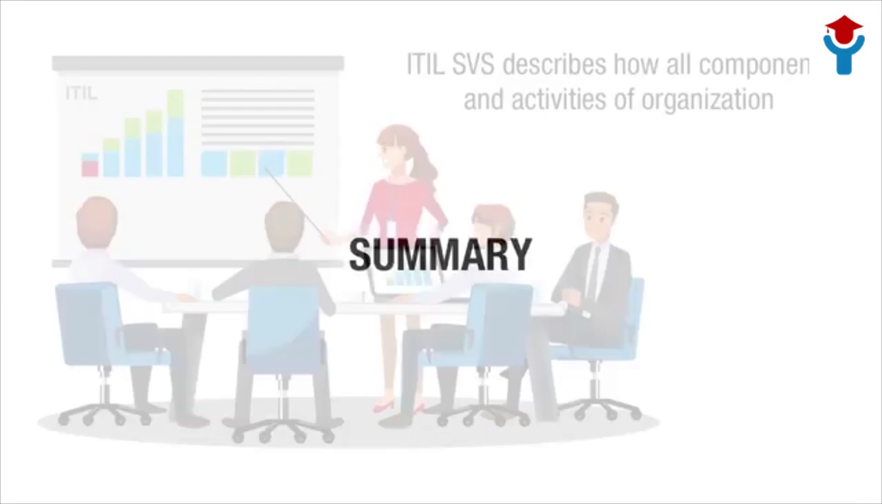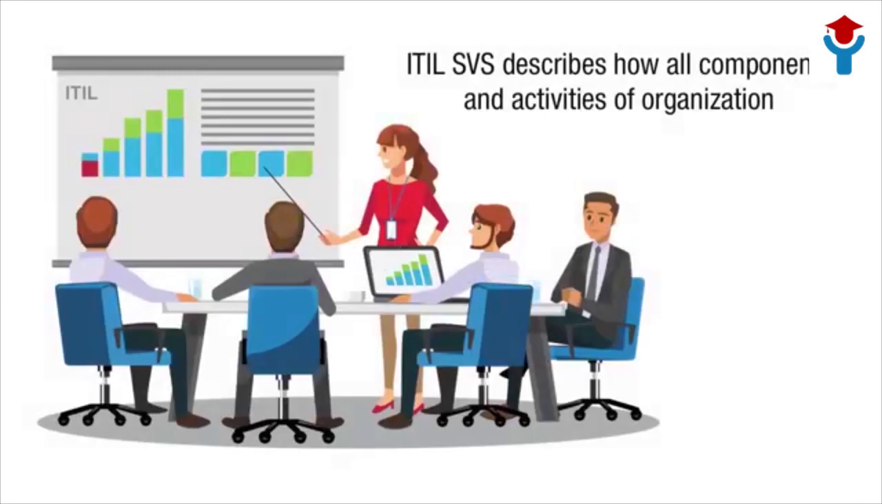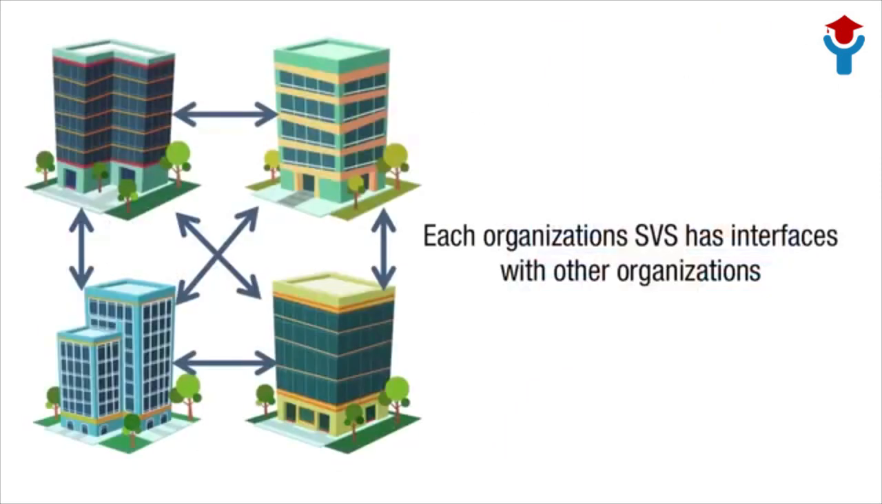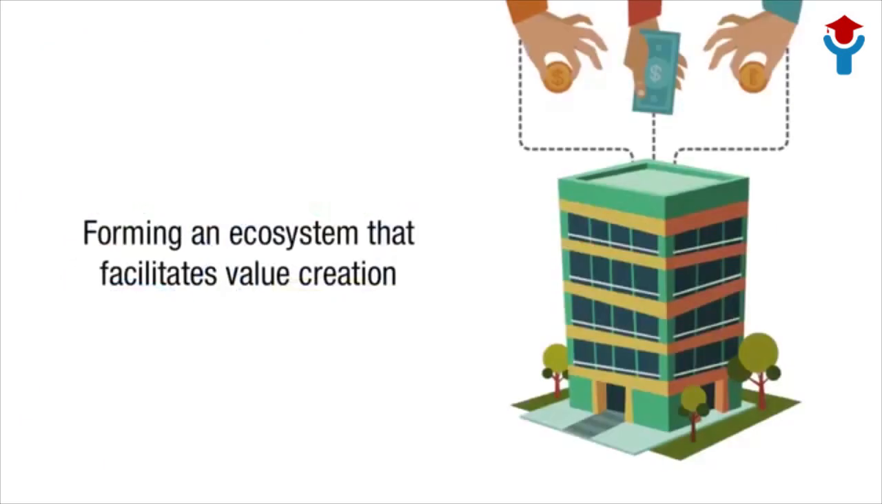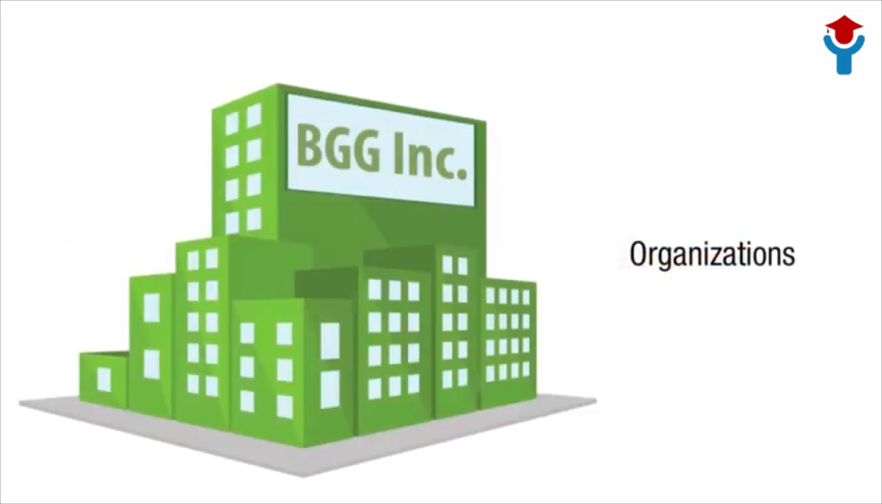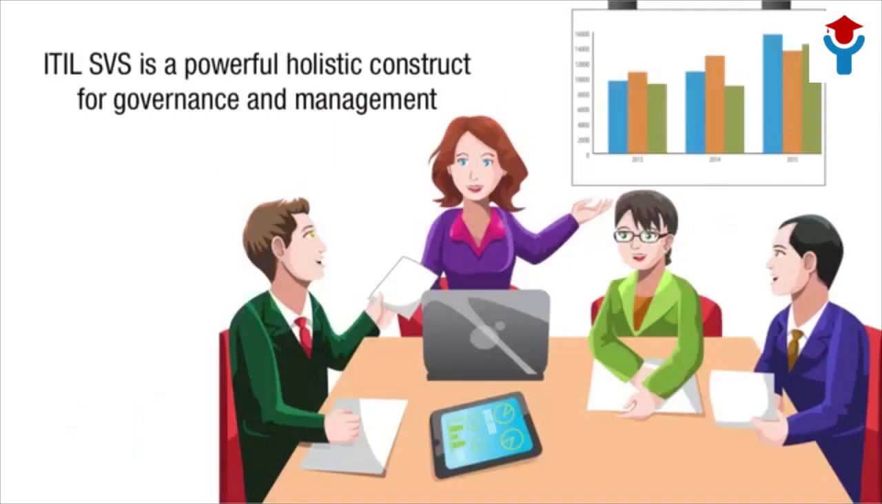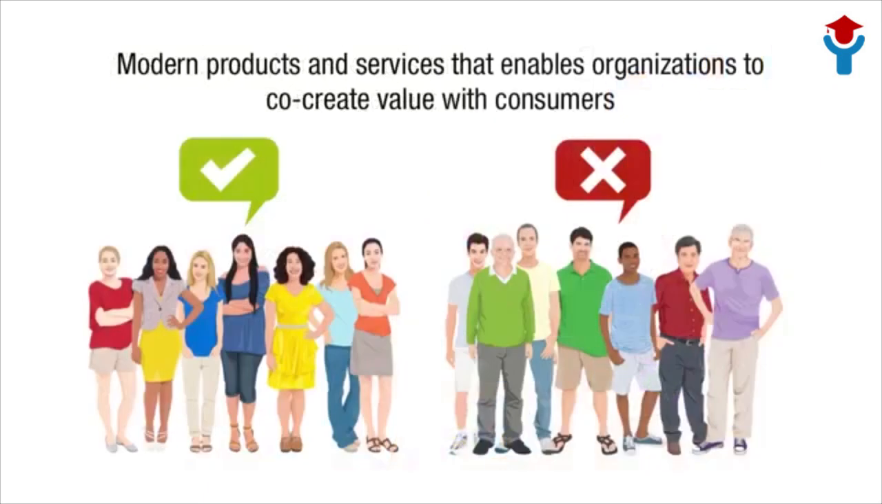Summary. The ITIL SVS describes how all the components and activities of the organization work together as a system to enable value creation. Each organization's SVS has interfaces with other organizations, forming an ecosystem that facilitates value creation for the organizations, their customers, and other stakeholders. The ITIL SVS is a powerful holistic construct for the governance and management of modern products and services that enables organizations to co-create value with consumers.